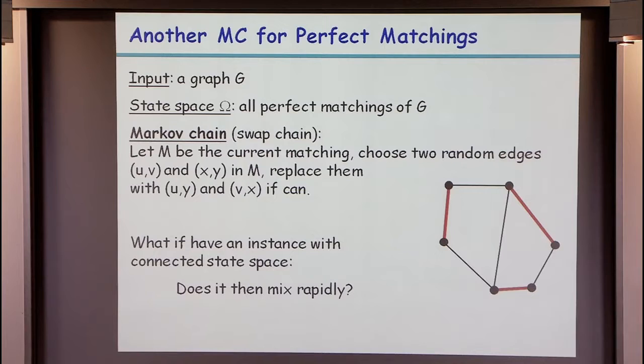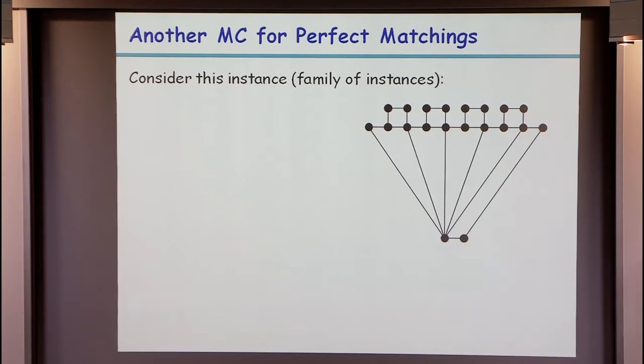Okay, so does this Markov chain mix rapidly? Do we have a polynomial time mixing time bound on this Markov chain, provided that we have an input instance on which we can actually go to all of the states? Okay, well, maybe not. So look at this instance, kind of inspired by the example that we saw before.